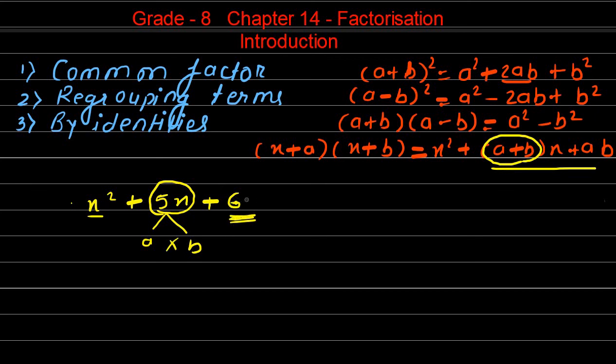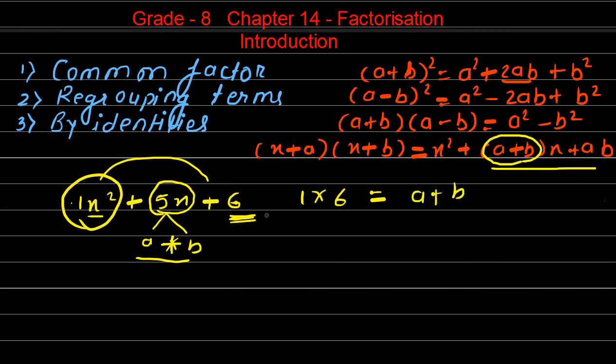Got it? Not only 6, actually, we always say that whatever the coefficient here, right now it's 1, so 1 times 6 should be equal to a plus b. Sorry, I wrote multiplication here, a plus b. Right now we have 6 times 1, 6. So we need to find factors of 6 in such a manner that by adding those factors, we should get 5x.